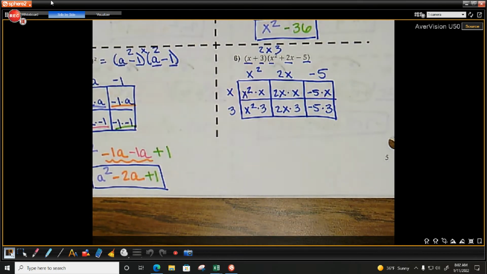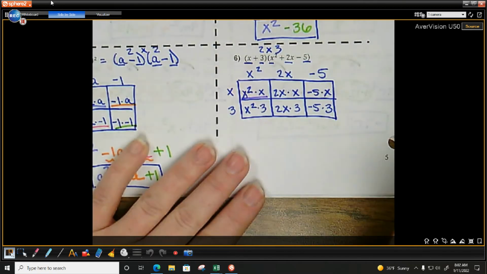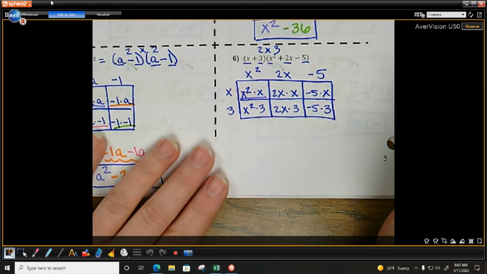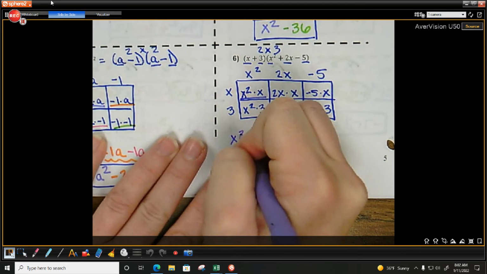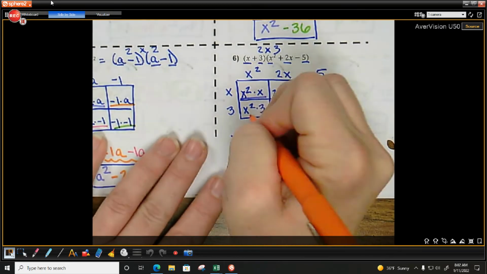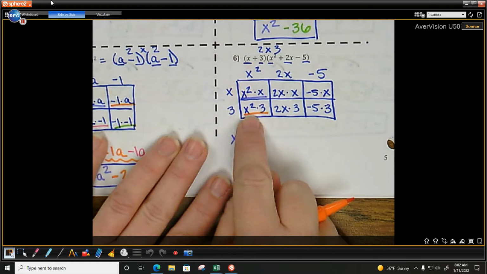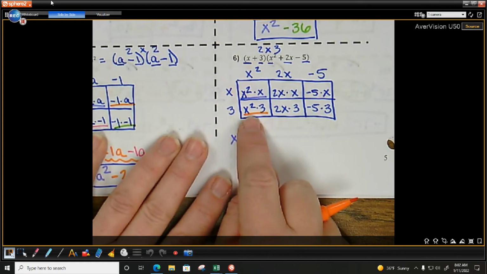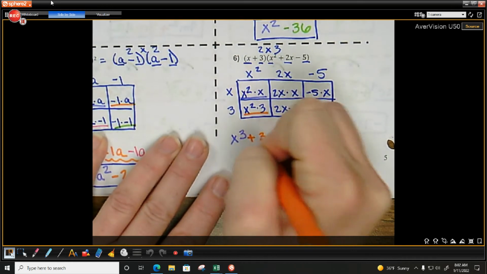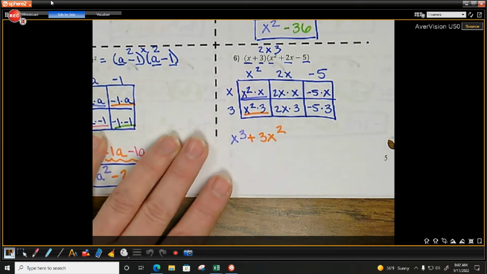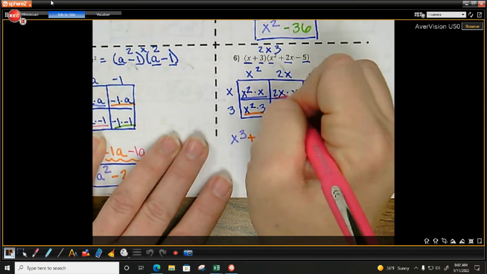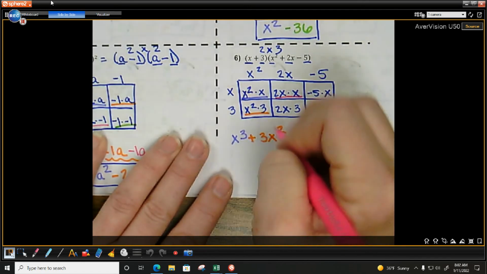Okay, now we're going to do the same thing. Take our terms out of the box. What's x squared times x? Great job, x to the 3rd power. And I'm going to go down. What's x squared times 3? 3x squared. And it's a positive, so plus 3x squared. What's 2x times x? And plus, because it's a positive. Good job.